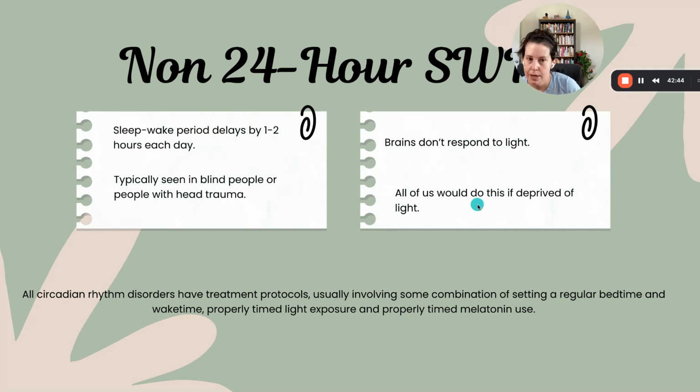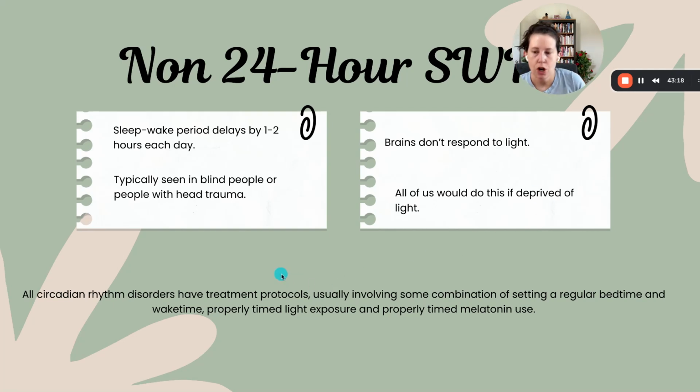All of us would actually do this if we were deprived of light. If a human was put in a cave for a period of time with absolutely no light exposure, light is what keeps our circadian rhythm from doing this. It's what keeps it regular. It's what keeps it on the same time every day. So if you were in a cave or completely deprived of light, your circadian rhythm would start to do the same thing. You would start to go to bed and wake up an hour later every day.